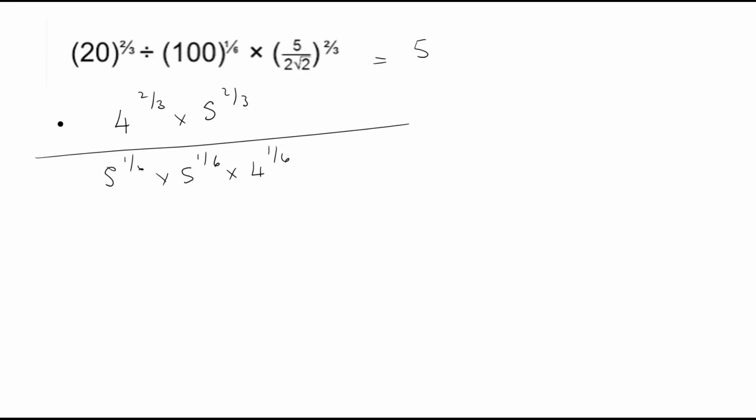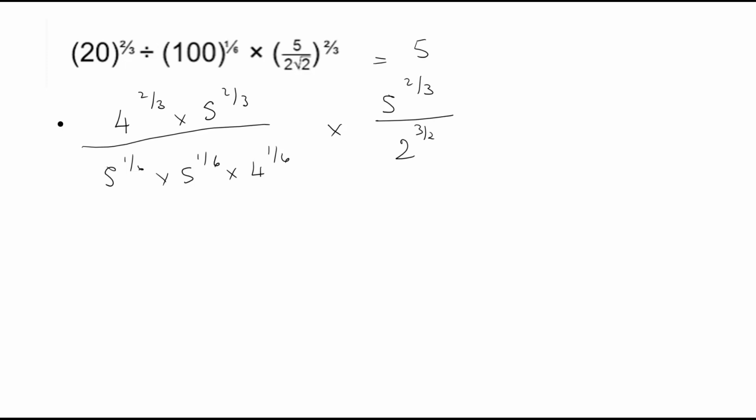Then we're going to multiply that by 5 to the power of 2/3 over 2 to the power of 3 over 2 to the power of 2/3 as well. Sure, we can combine those up a little bit. Right, on our top line, let's have 4 to the 2/3, and then we've got 5 to the 2/3 times 5 to the 2/3, so that's 5 to the 4/3.